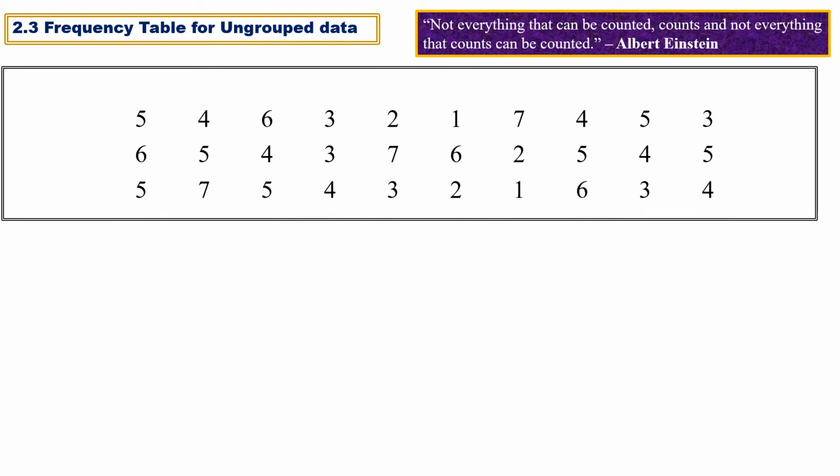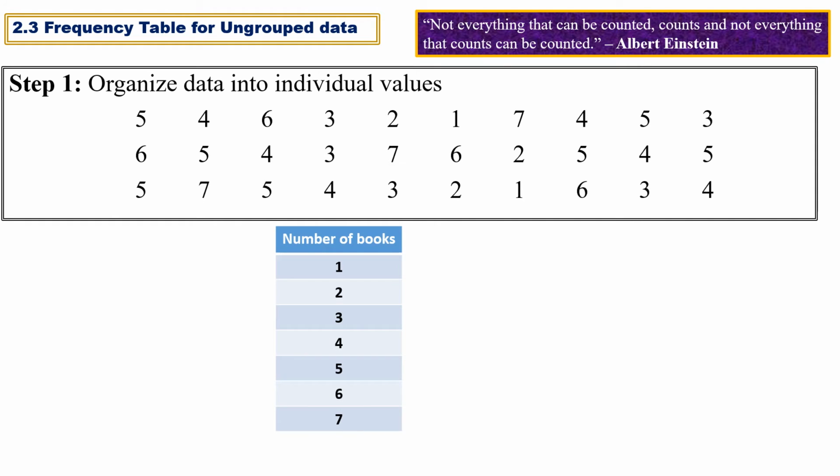The first step, therefore, is to organize the data into individual values. The first column of the frequency table would be labeled according to the attribute. The attribute in this case is the number of books in the bag. When we scan through these numbers, we get the different possible values that the attribute could take, being 1 to 7. So we have 1, 2, 3, 4, 5, 6, 7. This is step 1 complete of constructing the frequency table.